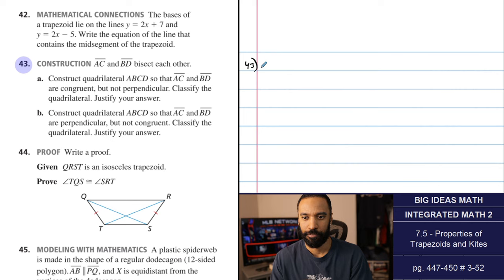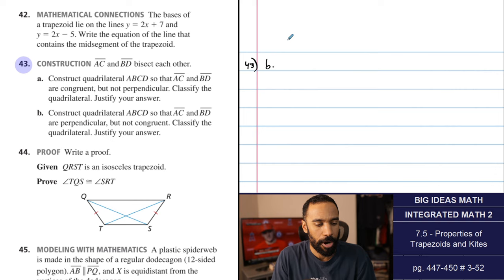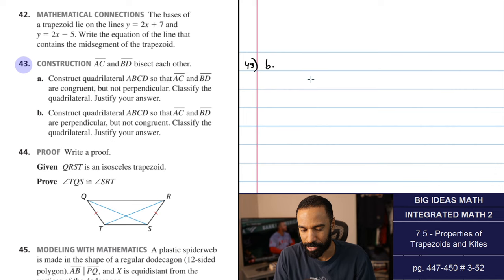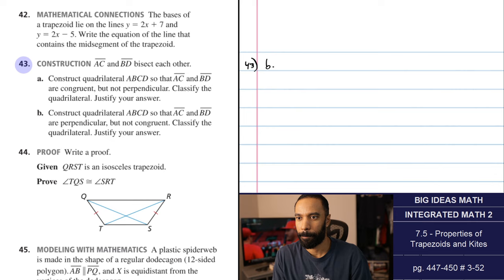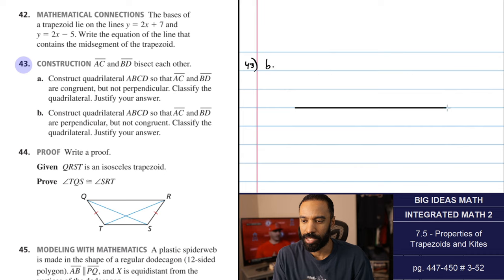Almost skipped it completely. Construct so that AC and BD are perpendicular but not congruent. Classify the quadrilateral, justify your answer. Now, they are going to bisect each other still. Right? They bisect. Okay, I think this will be a rhombus then. So let's do the same bits. I'm going to have some AC. Wait, they're perpendicular but not congruent, but they still have to bisect each other.